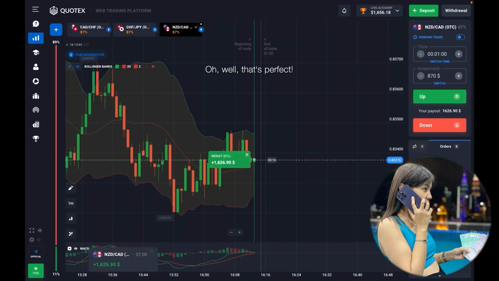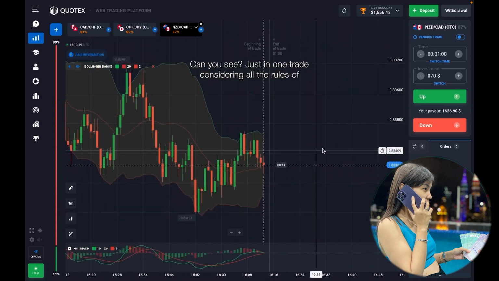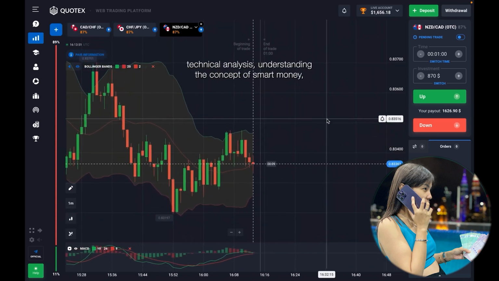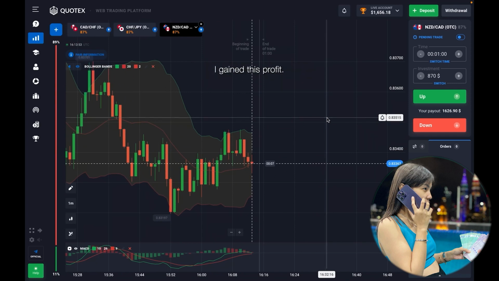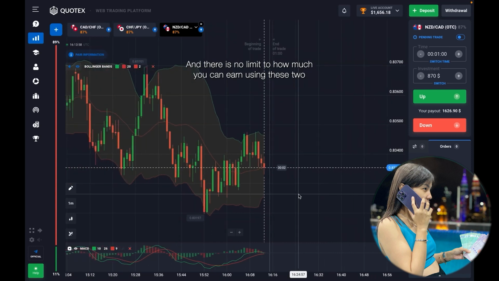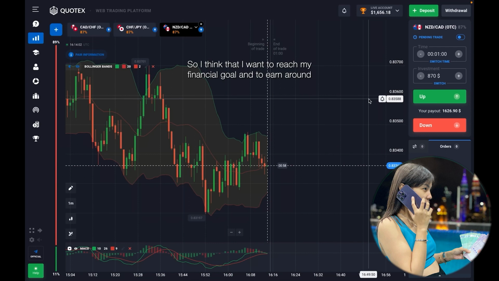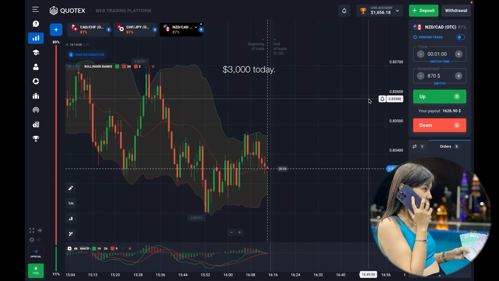So well guys, that's perfect. I really like my result. Can you see, in just one trade, considering all the rules of technical analysis and understanding the concept of smart money, I gained this profit. And there is no limit to how much you can earn using these two approaches in new strategies. So I think that I want to reach my financial goal and turn around $3,000 today.